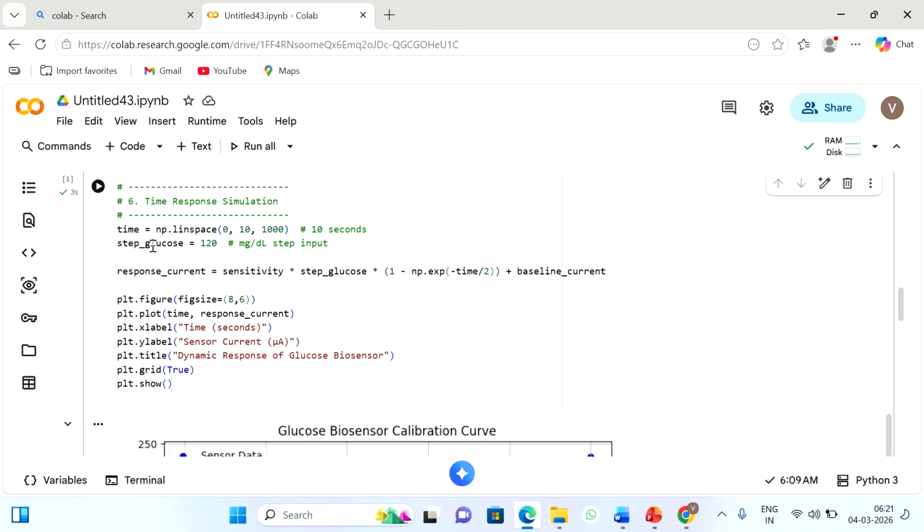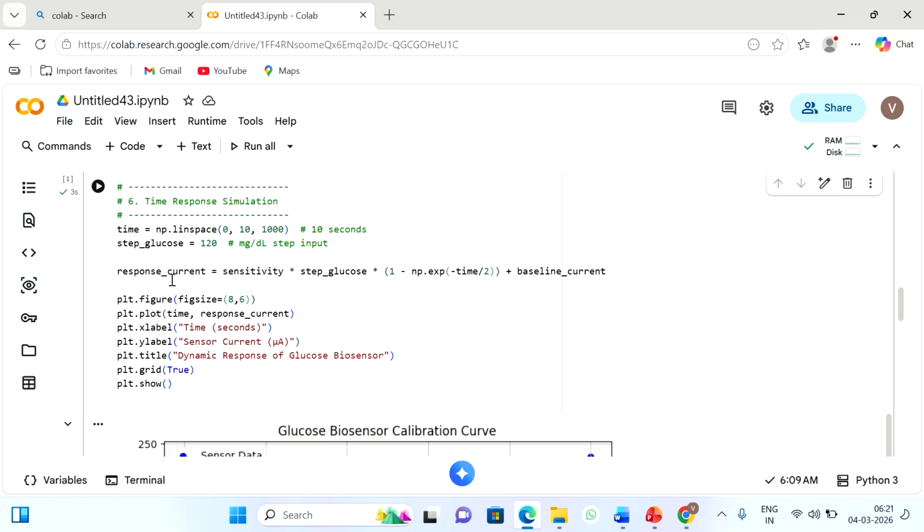Step input, and step_glucose is equal to 120 milligram per dl. It is the step input. Suddenly, glucose becomes 120 milligram per dl, and then there is an exponential sensor response.